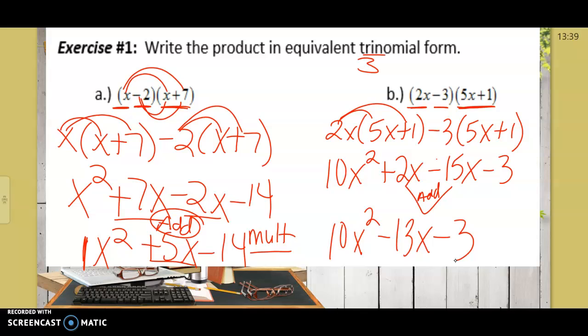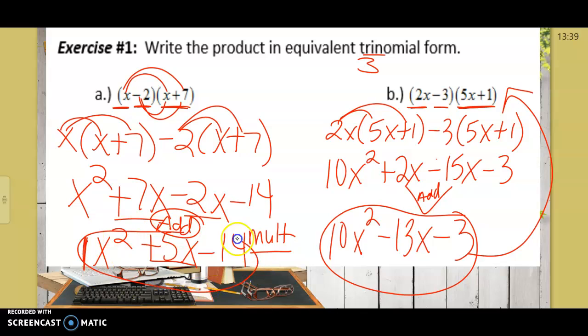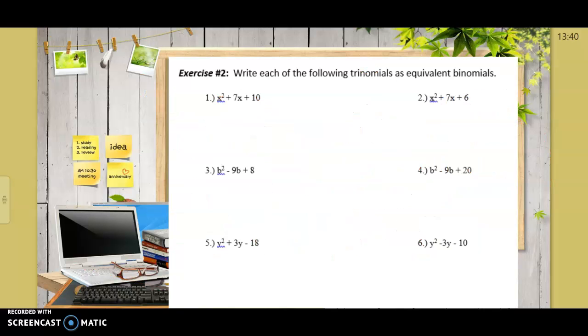And where are we going with all this today? We're actually going to start here and then create this situation. We're going to start with the trinomial and put it into 2 binomials. And I know how excited you are. The room just went crazy. All right.